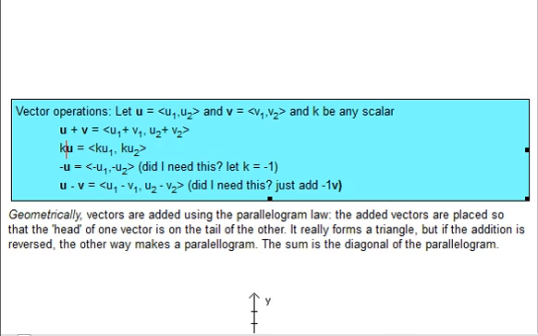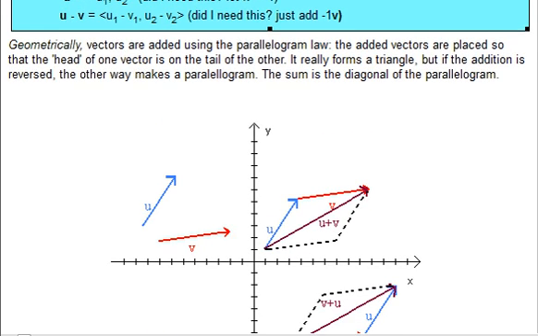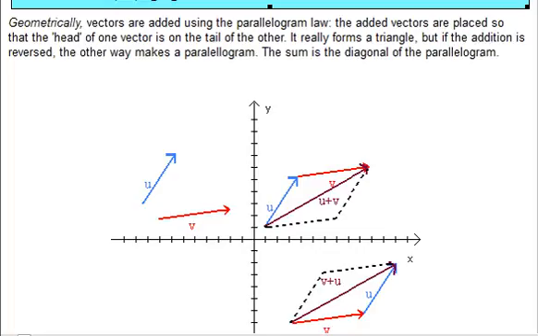Geometrically, vectors are added using the parallelogram law, and the added vectors are placed so that the head of one vector meets the tail of the next. I'm going to show you vector u added to vector v here. Here's vector u, or this is one of the representations of vector u. Here's one of the representations of vector v. And if you take the tail of v and put it at the head of u, like I did in this picture, then vector u and v and the vector u plus v, which is this purple thing here, form an oblique triangle.